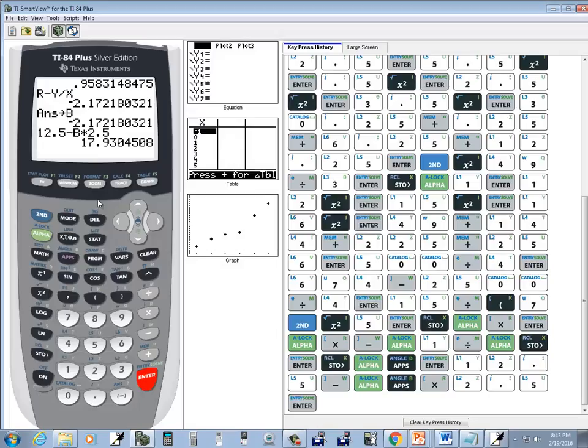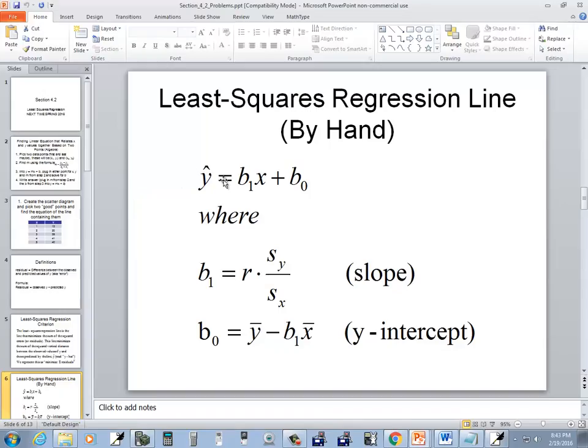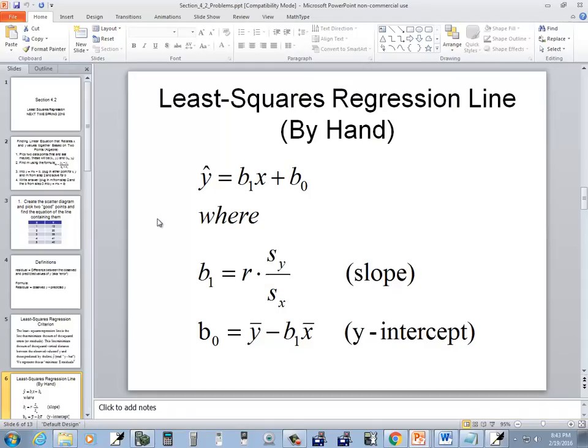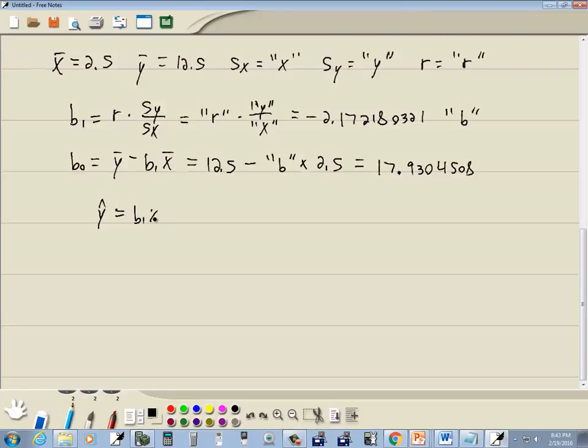So our answer is this right up here. Y hat is equal to B1X plus B naught. So Y hat, I'll take it to 3 decimal places, I guess. B1, which is negative 2.172X plus B naught, which is 17.930 or 93.